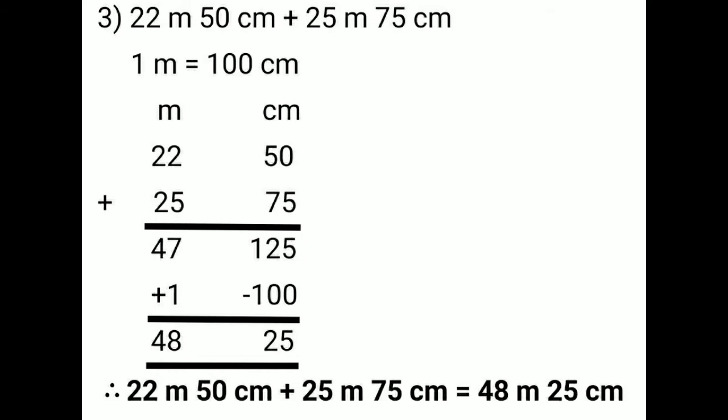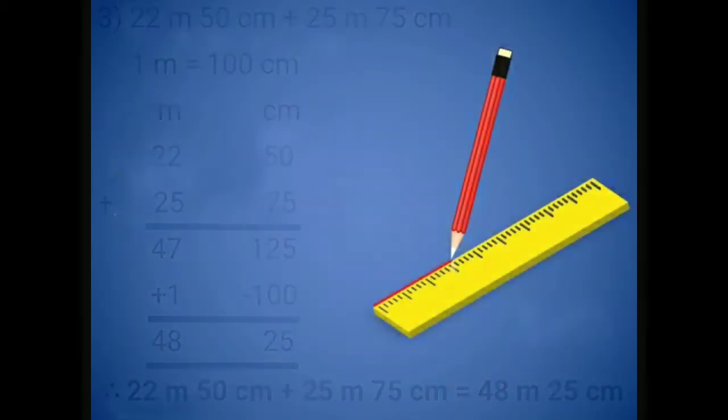Now 125 is more than 100 centimeter. So we'll have to subtract that excess 100 centimeter from 125 and add it to 47 as 1 meter, which will give us the answer 48 meter 25 centimeter.